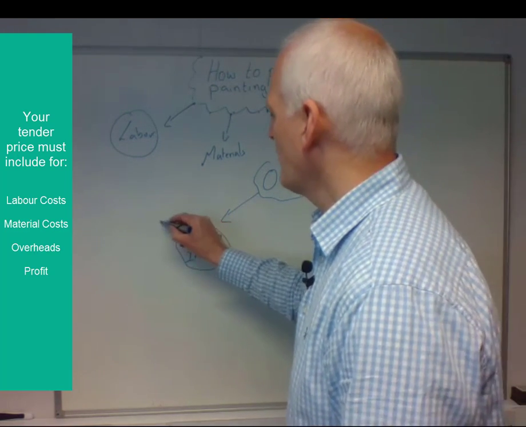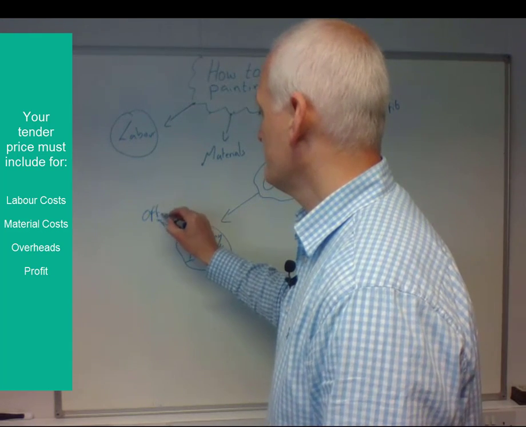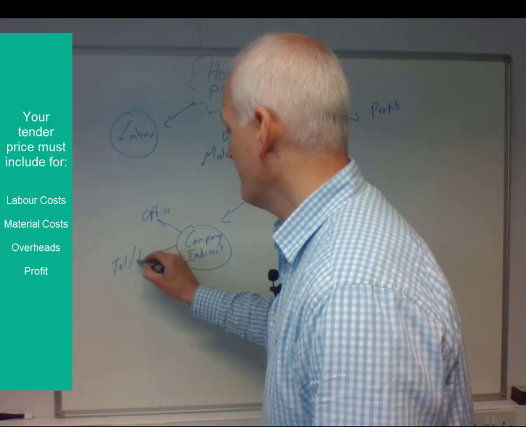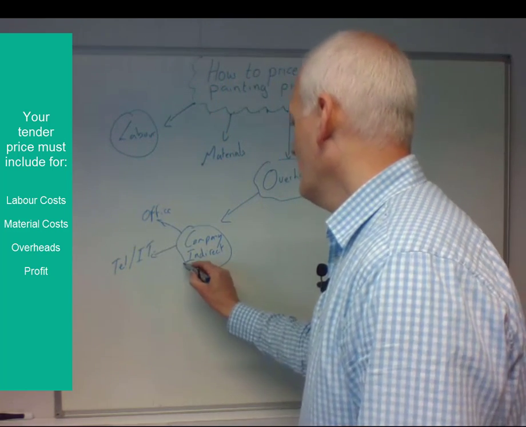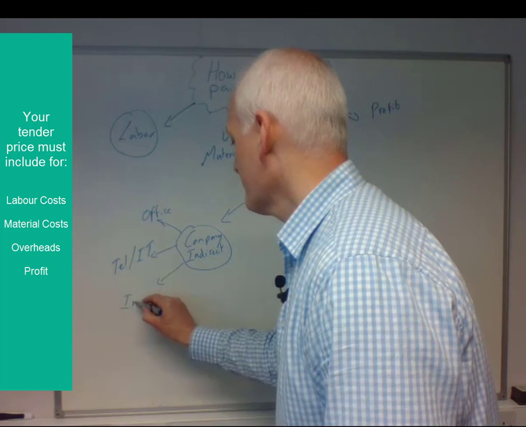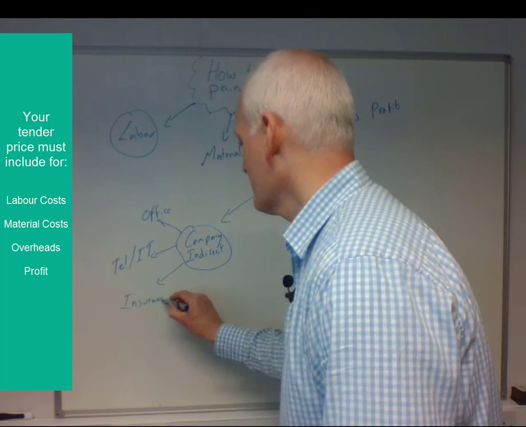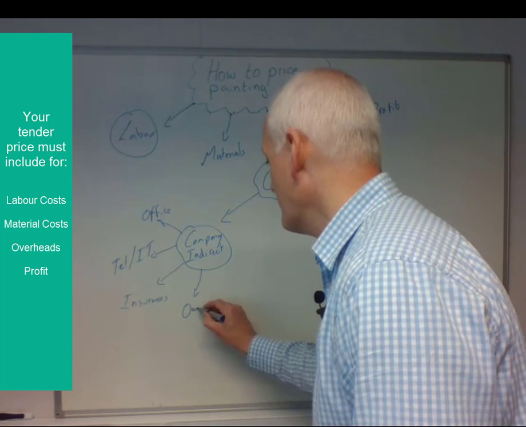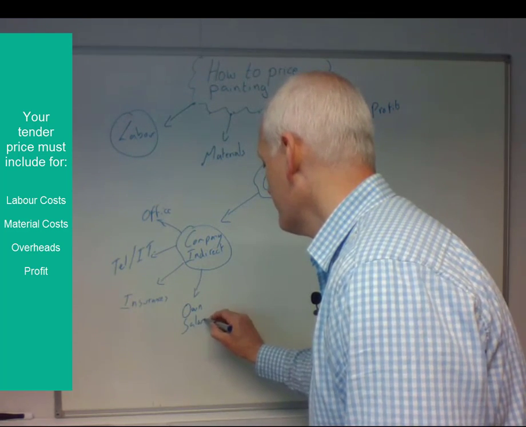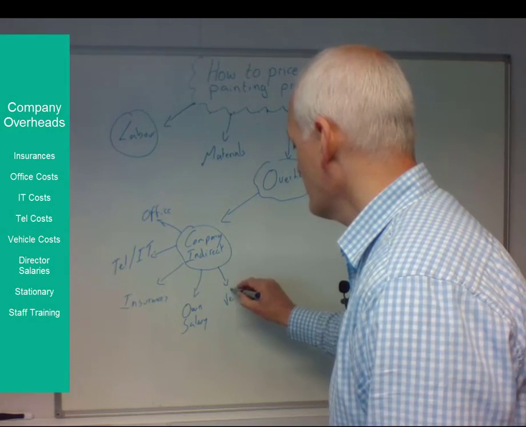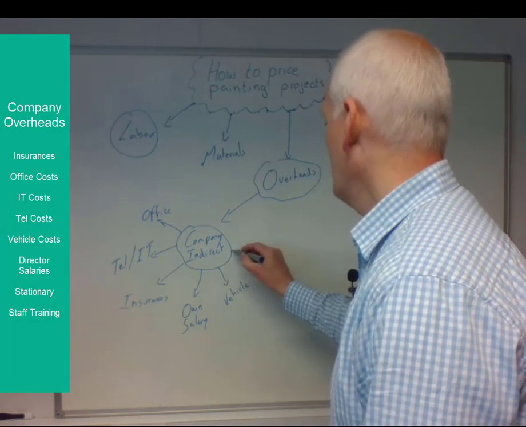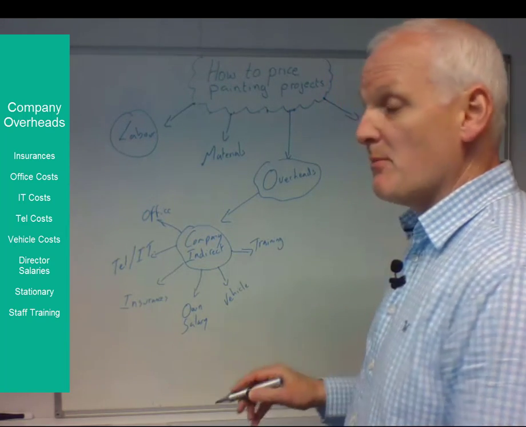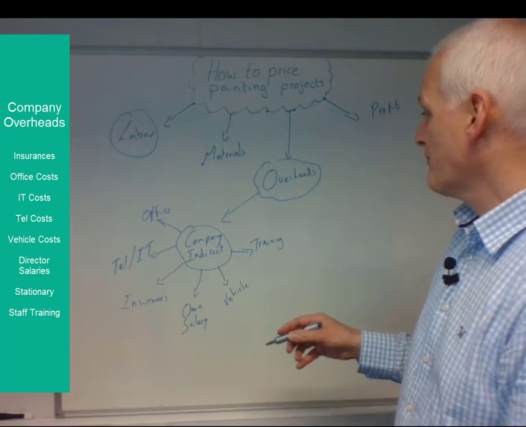These are going to include things like your office costs, your telephone and IT, your insurances, your own salary if you don't work on the tools yourself, your vehicle costs, any training costs that you have, so if you're putting operatives on things like PASMA or IPAF training courses.